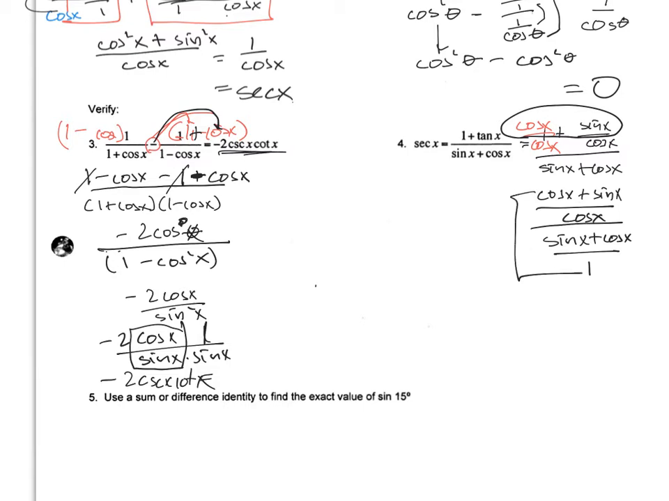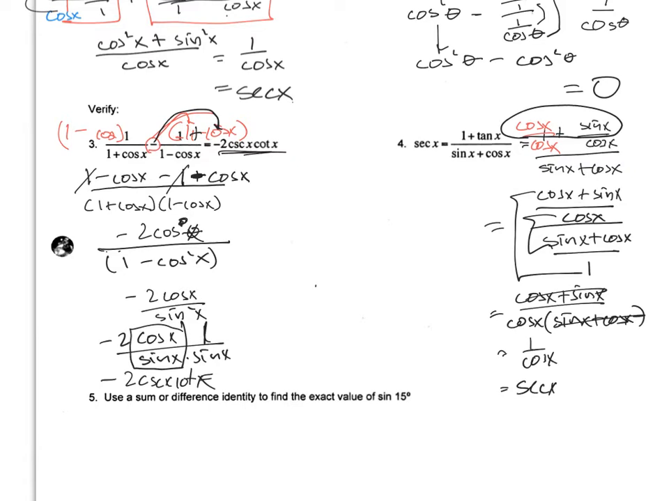So on the top part, that's our top, cosine x plus sine x. And the bottom is cosine x, don't multiply, times the quantity of sine x plus cosine x. You can cancel the quantities because, first of all, you are multiplying. And now we have 1 over cosine, which turns into secant, which is, of course, as you can see, the answer.